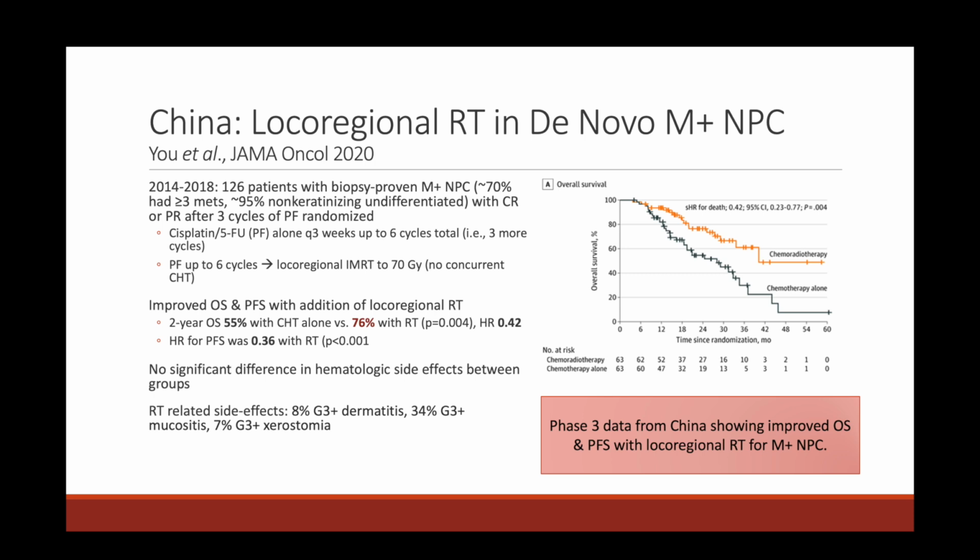So the bottom line here is that there is phase 3 data out of China showing improved overall survival and progression-free survival with loco-regional radiation for metastatic nasopharyngeal cancer. So maybe for these metastatic patients that have a complete or partial response after upfront chemo, we should be thinking about giving loco-regional radiation, given that it has shown a benefit.